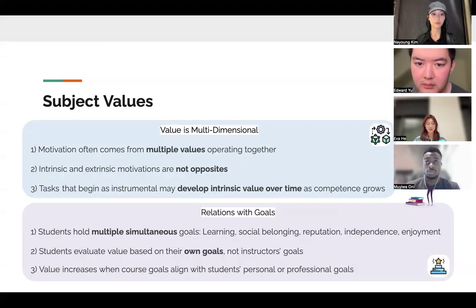gain competence and understanding. Also, subjective value is closely connected to students' goals. Students typically pursue multiple goals at once, including learning, social belonging, reputation, independence, and enjoyment. As a result, students evaluate value based on their own goals rather than the instructors' goals and intentions. Motivation also increases when the course goals align with the student's personal or professional goals. Overall, students engage more deeply in learning when they see a meaningful value in what they are asked to do.